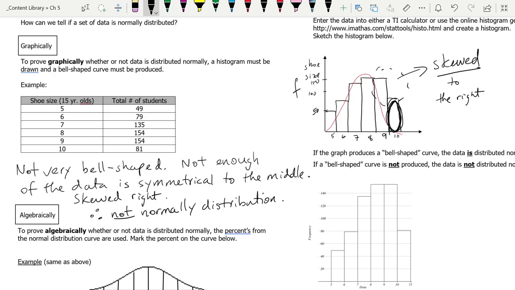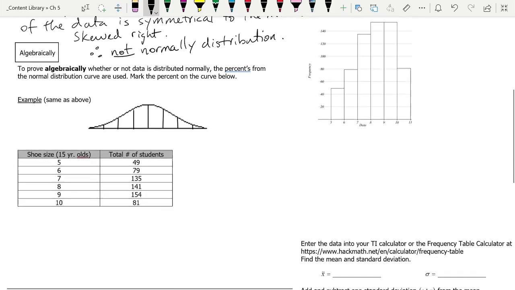Now, that's one way to do it. As you can kind of see, there's a certain amount of subjectivity to this. Somebody else might go, well, the bars are kind of close to the middle. It's almost normal distribution. Come on, give it a break. It's trying its best. So there's got to be a way that's a little more definite than just your eyeballs and a graph where the scale could be manipulated to try to make it look more normal. What if we have an algebra way? Well, we do. Flip the page. Let's do it the algebra way.